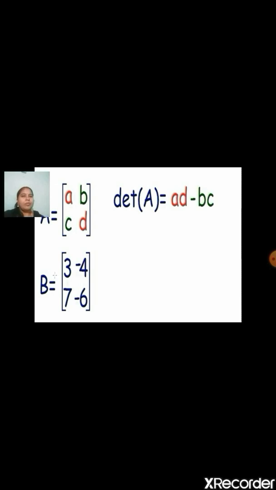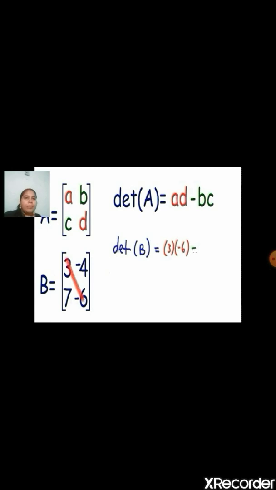So let's use this formula to find the determinant of this matrix B. The determinant of matrix B is equal to A times D, which is our red diagonal. Our red diagonal is the numbers 3 and negative 6. I need to multiply these two numbers together, so that's what I'm going to do right now.